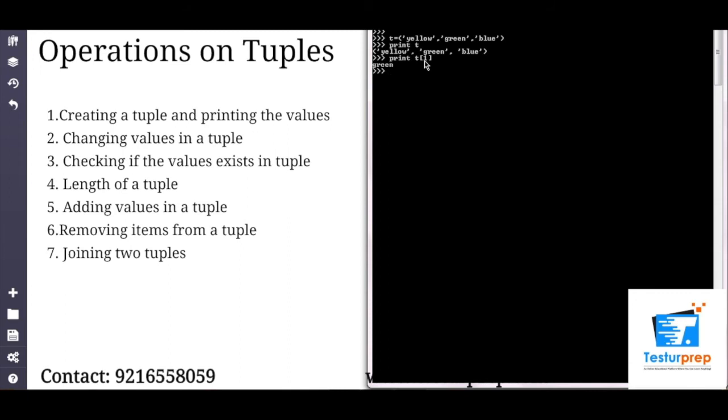Now how will I change the values in a tuple? Changing values in a tuple is not possible because a tuple is immutable, so the values cannot be added or changed. But there is a way around to do that. We can still change the values in a tuple, but we cannot add any value no matter how we try it. So let's try changing the value in the tuple.